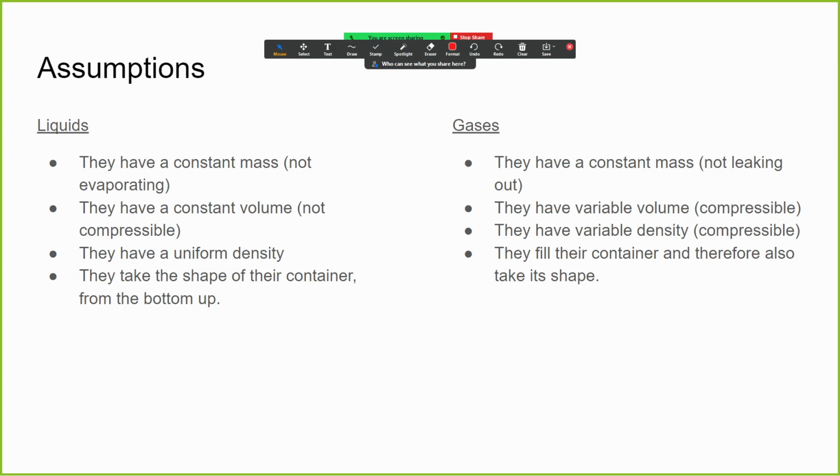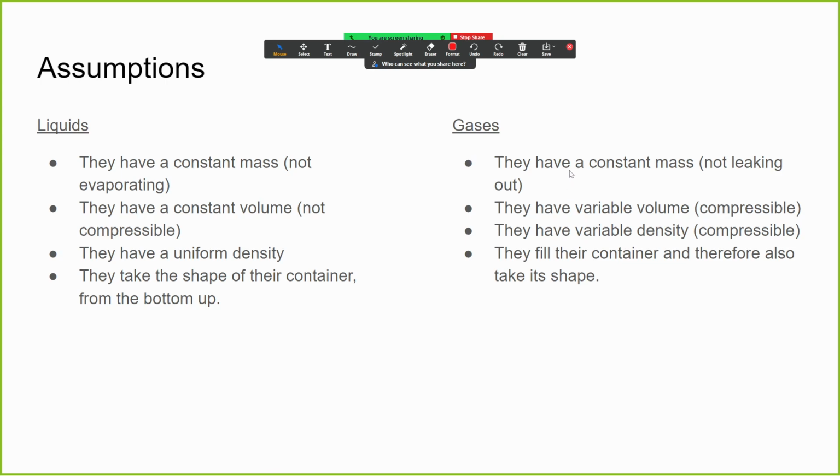Constant volume. They have a uniform density. So if I take a drop of the water out with a pipette, that drop of water is going to have the same density as any other drop of water that I take out with a pipette from that exact same cup. And then they're going to take the shape of their container from the bottom up. We are not assuming that liquid molecules flow any other way other than from the bottom up. Okay. Gases are a little bit trickier.